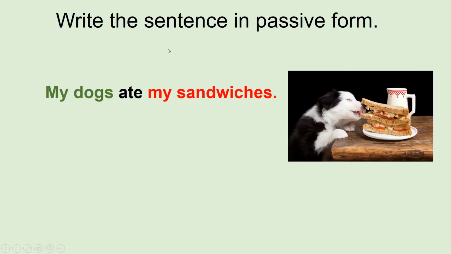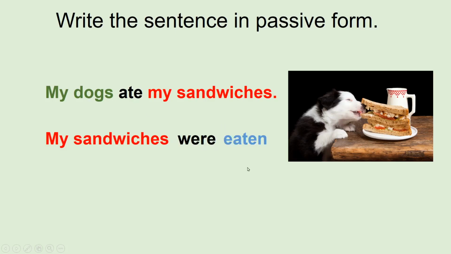Now, one more time. Write the sentence. The dogs, in this case, is the subject, but this is an active sentence. We are focusing on the doer, but we don't care about the doer. We want to focus on the object. So my sandwiches are the object in this case. My sandwiches were eaten. So as you can see, we omit the dogs. We don't need them. This is enough.